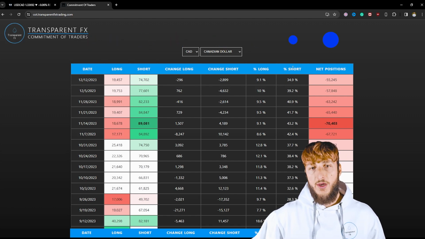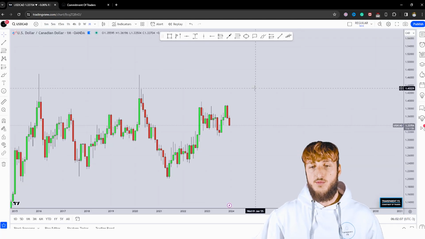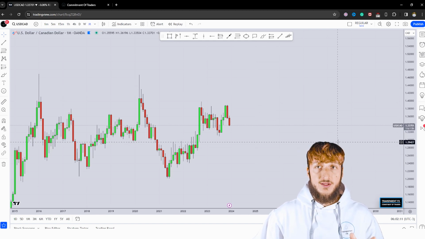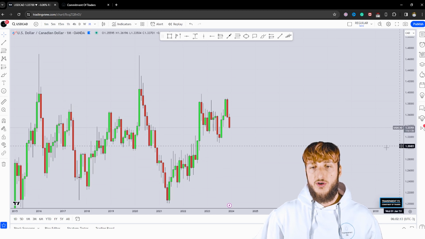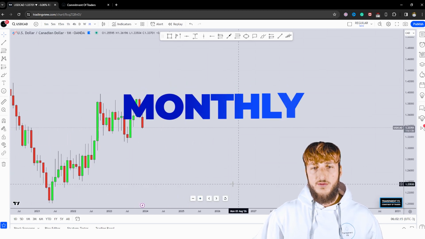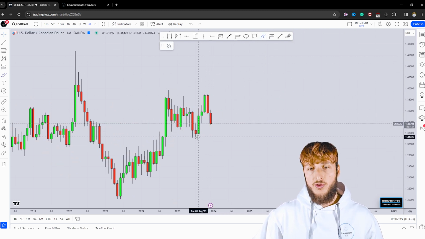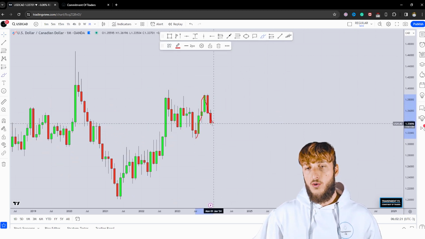And by the end of the video, by using a combination of these two different types of analysis, we will try to understand where we have the highest probabilities for the next potential move here for this pair. Now, starting from the monthly time frame, what we can see is that from a pattern standpoint, we have a very clear impulse and correction.